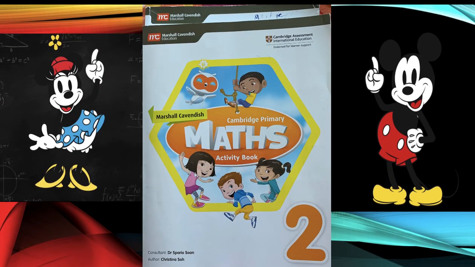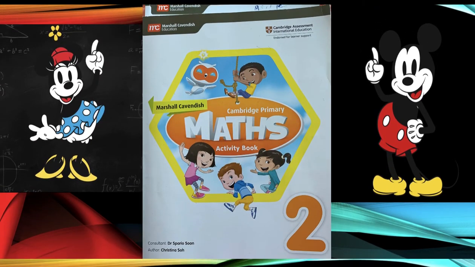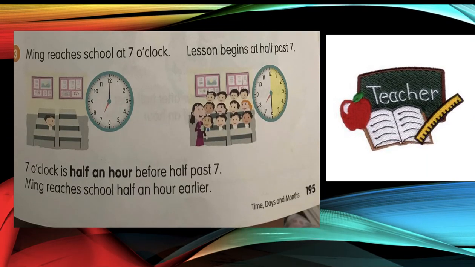Look at this. We are going to even refer to your math book. Ming reaches school at 7 o'clock. So at 7, Ming is reaching the school. Lesson begins at half past 7. That is 30 minutes after 7. Can you guess the time? Well done. It's 7:30.